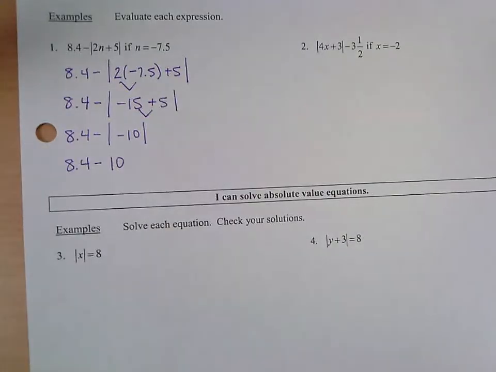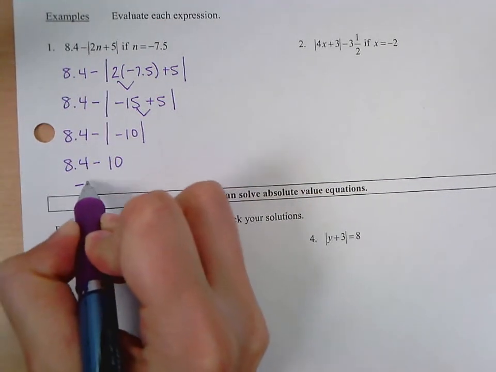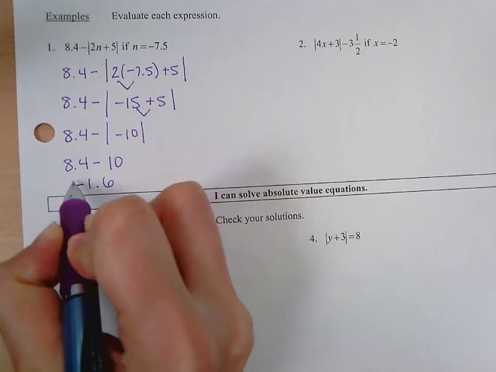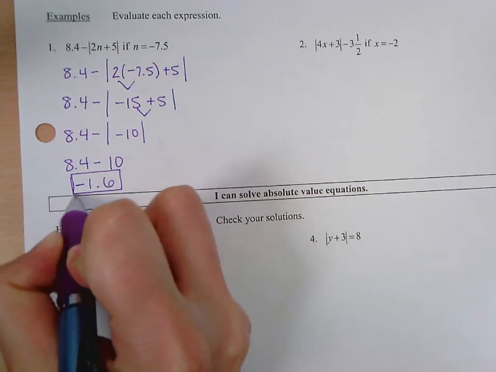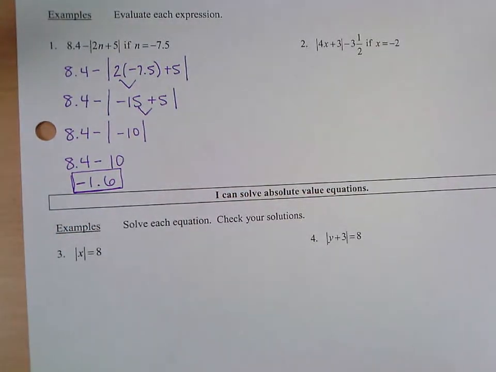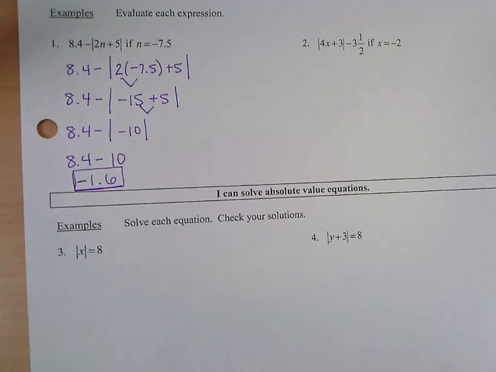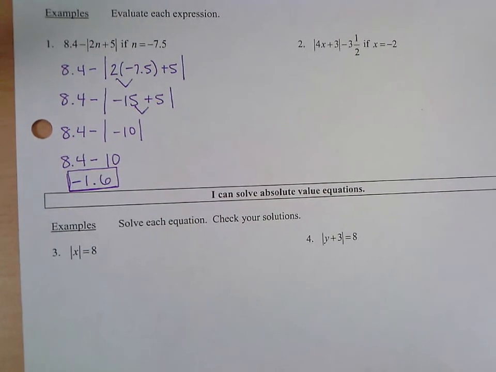So I end up with 8.4 minus 10. And then 8.4 minus 10 is negative 1.6. That is the final value. So notice the final value is negative. That's okay. It's when I took the absolute value of negative 10 that had to be positive. Okay, any questions on that example?